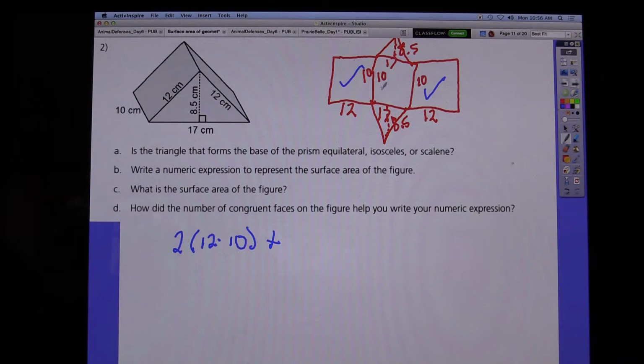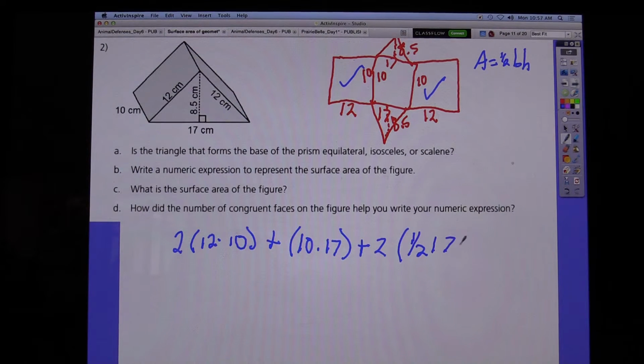I'm going to add it to this rectangle here, and this rectangle is 10 by 17, and I'll put this in parentheses, 10 times 17. And then I've got these two triangles that are exactly the same. And I'm going to say then plus 2, and the formula for finding the area of a triangle is area equals 1/2 base times height. So I'll say 1/2, and the base is 17 times the height, which is 8.5. And that's got this and this taken care of, and I got that one right here. So that is my numeric expression to represent the surface area of the figure.